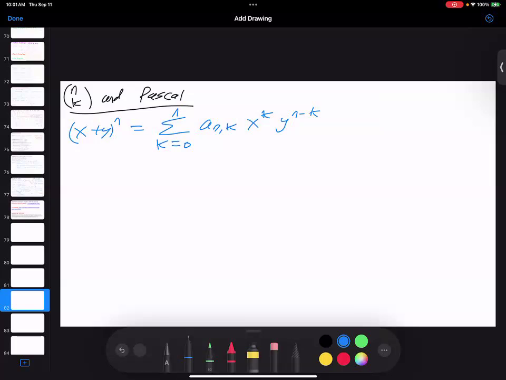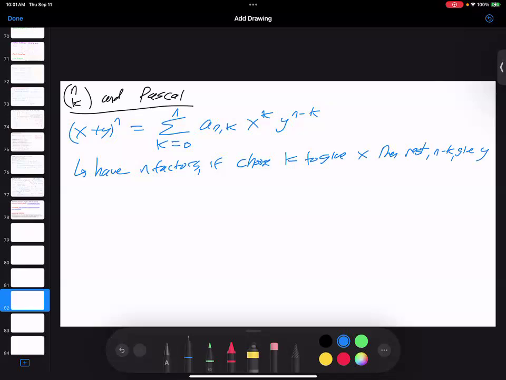Everybody comfortable with this? Looks good. So we have n factors. If we choose k to give x, then the rest, n minus k, give y. And this is why a and k is just n choose k. We're choosing k factors to be x.